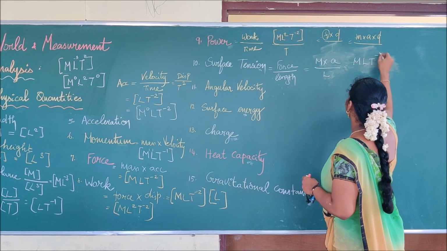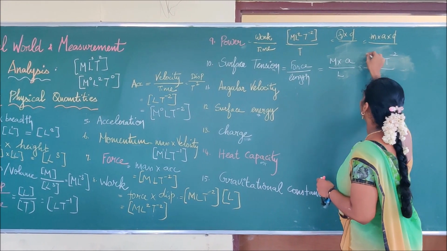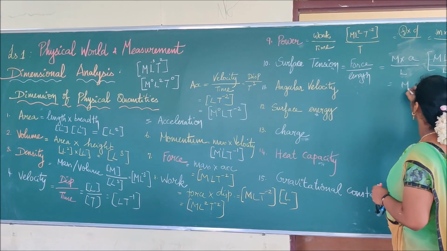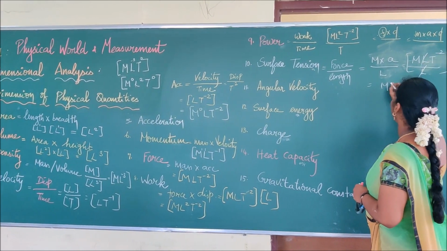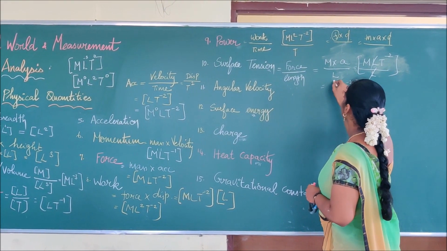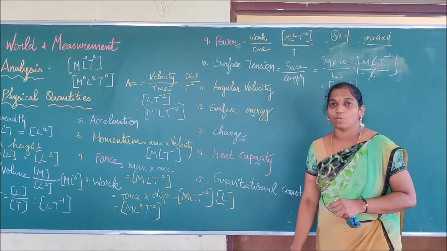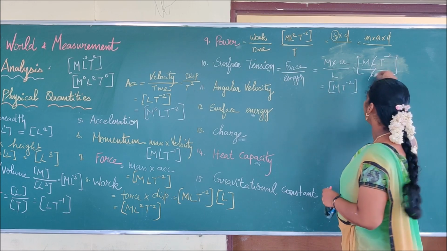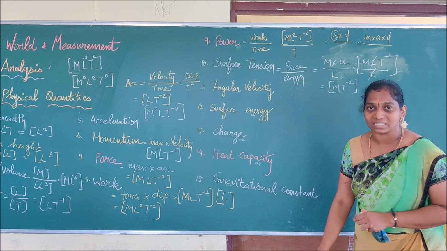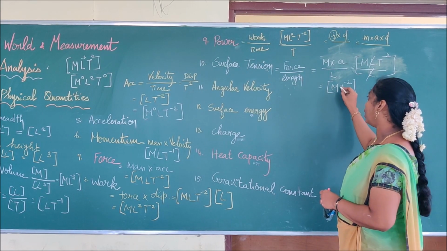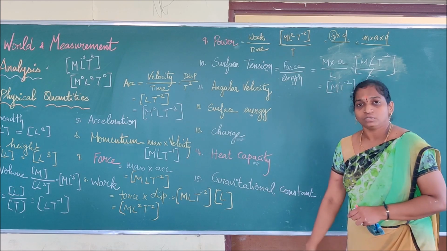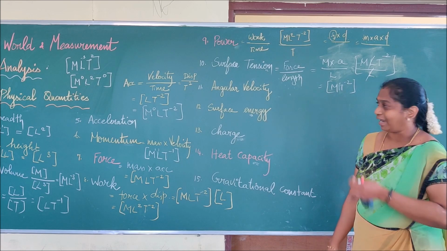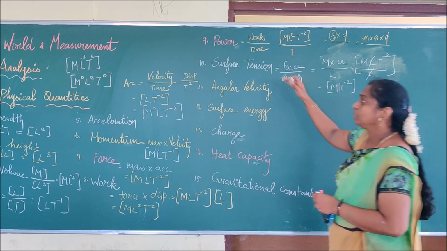L t power minus 2, then divided by L, right, inside a square bracket. If it goes up, what does it become? L gets cancelled. It becomes t power minus 2. So that is the dimensional value for what? Surface tension. So length and length get cancelled. It is power 1, it becomes minus 1, which means it becomes 0, or I can write it as L at power 0, so there is no meaning in it. You can directly write it as M t power minus 2. Right? Right. Till now we have completed.